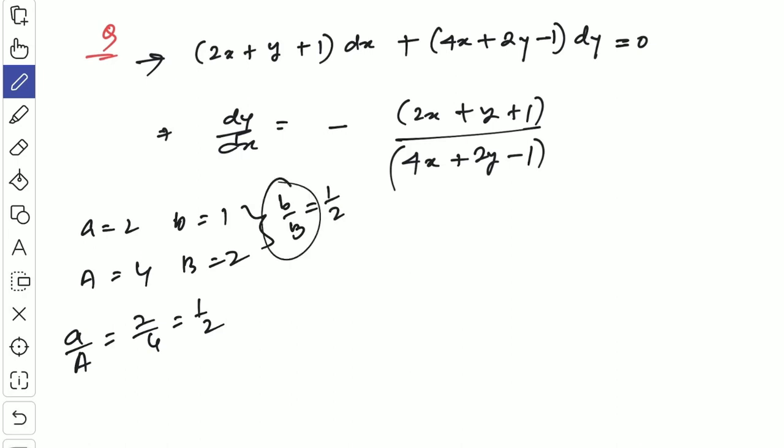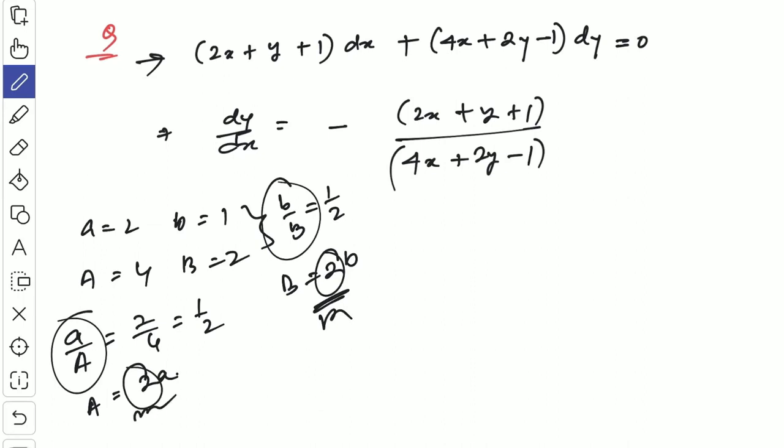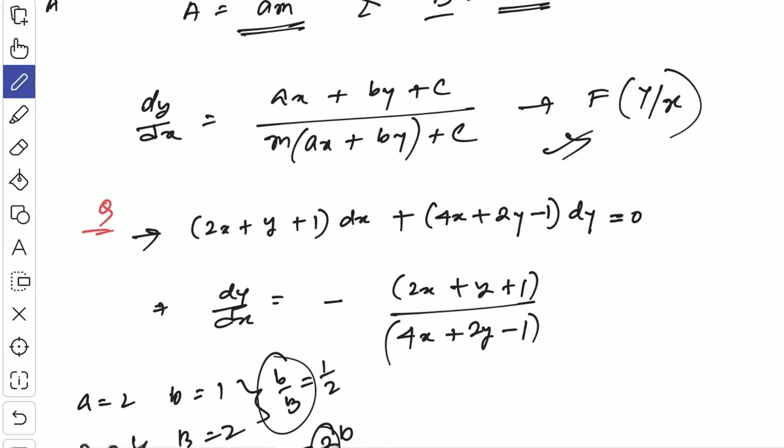So here you see small b by capital B, small a by capital A equal. Here you can see that capital A is 2 times small a and capital B is also 2 times small b. That means in this case m is equal to 2. The value of m is 2.